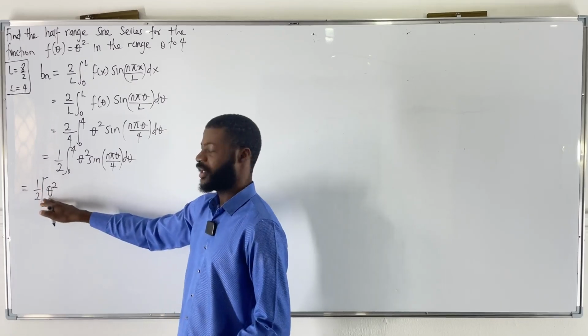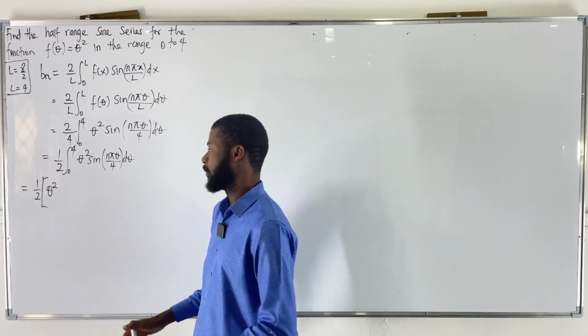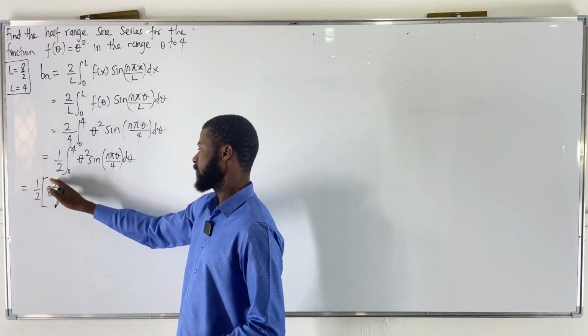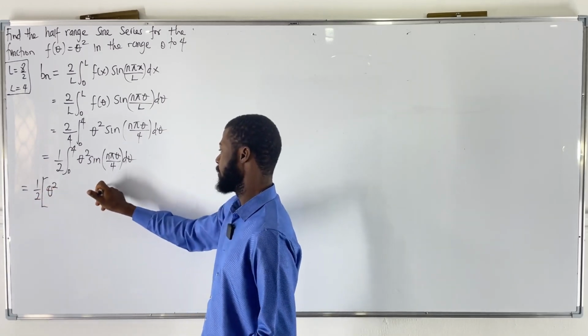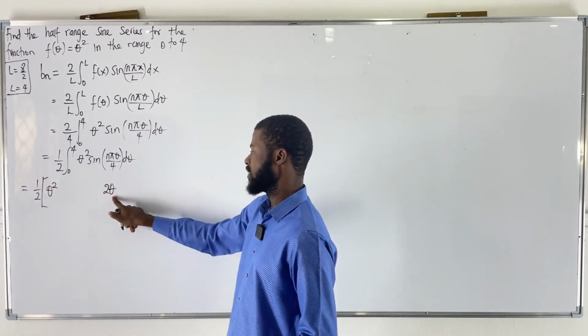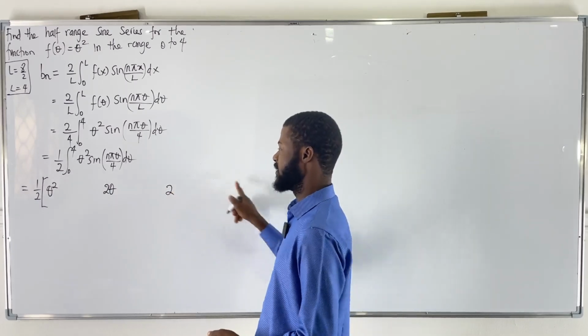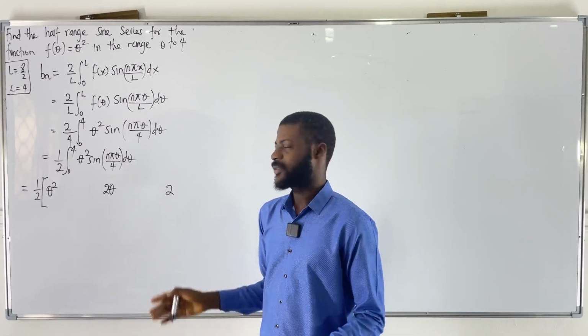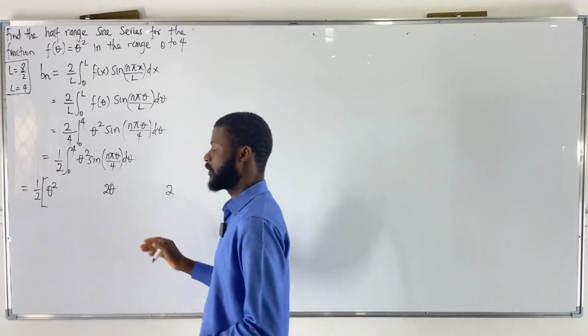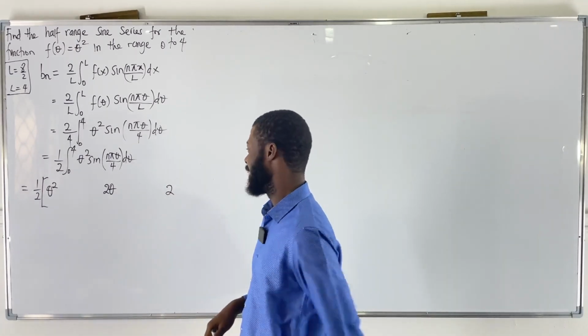Now I'm going to differentiate theta squared until I get 0. So differentiate theta squared, I get 2 theta. Differentiate 2 theta, I get 2. Now when I differentiate 2 again, I'm going to get 0. But that's kind of useless, so I'm not going to go to 0. I'm just going to end at that number.